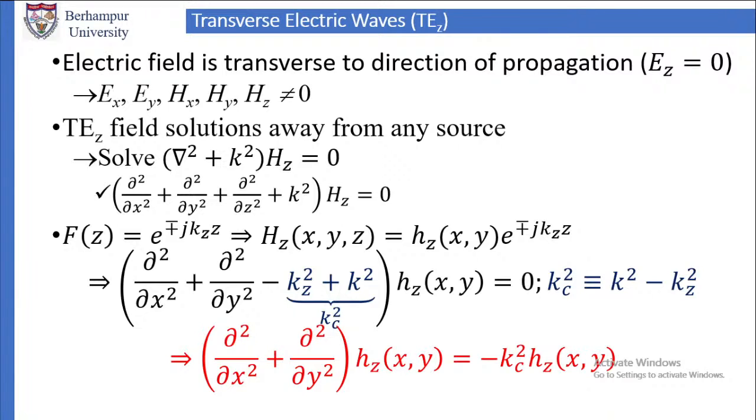Now let us write k square c is equal to k square minus k subscript z square. k square c is the cutoff wave number.